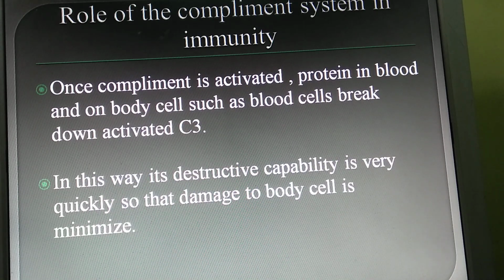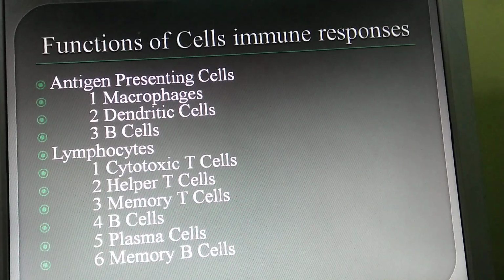Once the complement system is activated, proteins in the blood and on body cells break down activated C3. In this way, its destructive capability is very quickly limited so that damage to the body cells is minimized. Now, let us summarize the cells that participate in the immune response.